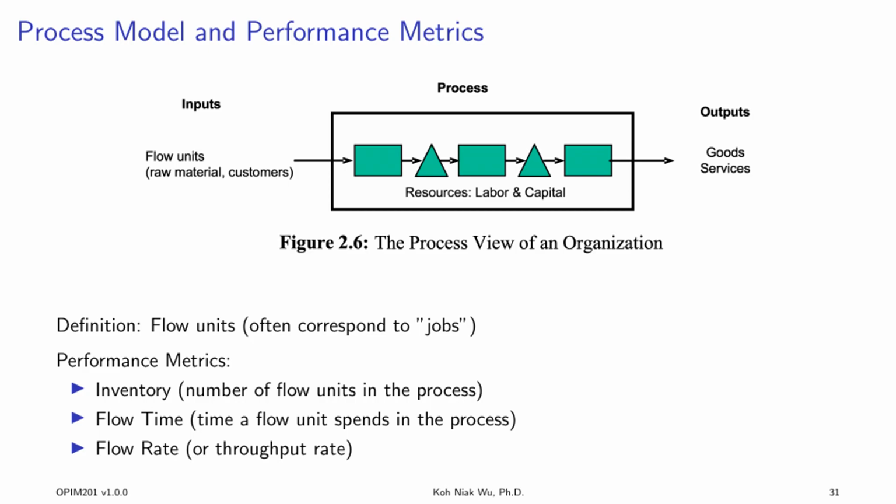Next, we consider flow time. This metric measures the total time a flow unit spends in the process. Ideally, we want this time to be as short as possible, indicating a smooth and efficient operation. Finally, we examine the flow rate or throughput rate. This tells us how many flow units are produced within a specific time frame. A higher flow rate generally reflects a more efficient process, allowing the organization to meet customer demands effectively. Focusing on inputs, processes, and outputs enables us to enhance performance in any organization.